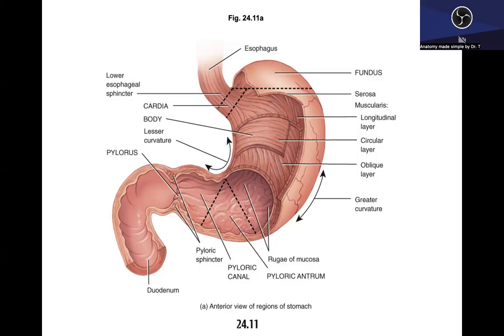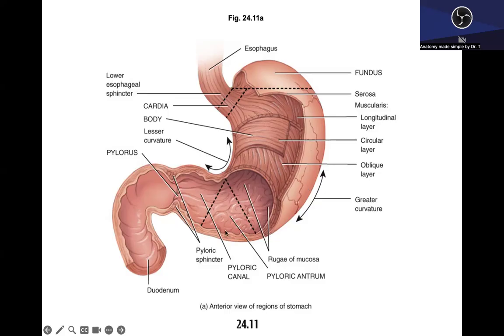Two additional landmarks worth adding to this review are the lesser curvature, the attachment of the lesser omentum, connecting the lesser curvature of the stomach to the liver. The lesser omentum also contains very important structures: the portal vein, the main hepatic artery, as well as biliary ducts.